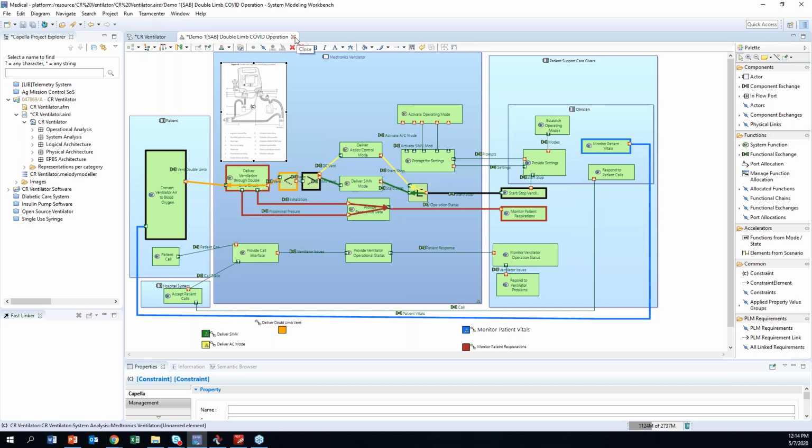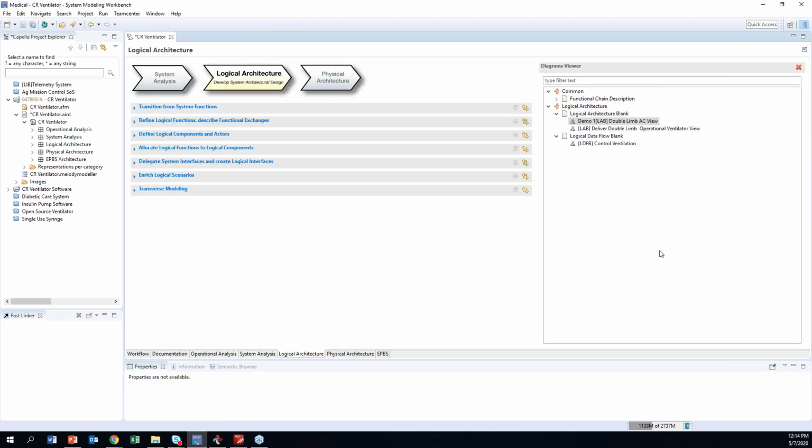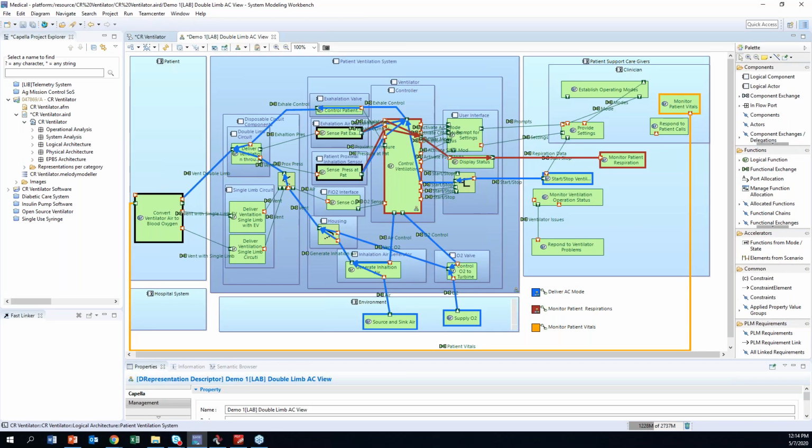So these two phases that we just went through are all about the problem. And now we get into the solution, the place that most of us engineers really enjoy. So here what I'm doing is I'm now opening up the ventilation model for what we call the logical architecture, where now we're actually starting to show the ventilator.